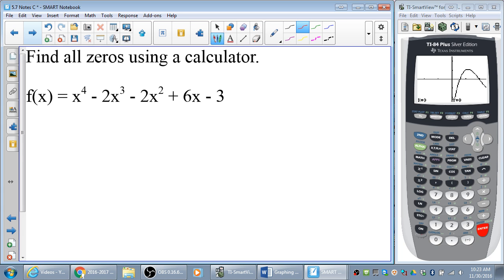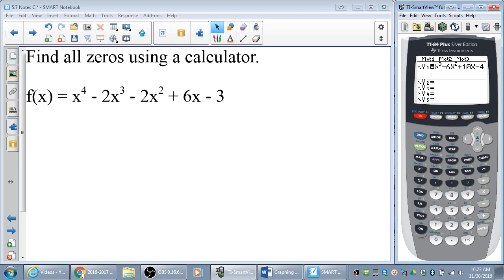Find all zeros with the help of a calculator. All right, y equals. We have x to the 4th, minus 2x to the 3rd, minus 2x squared plus 6x minus 3.